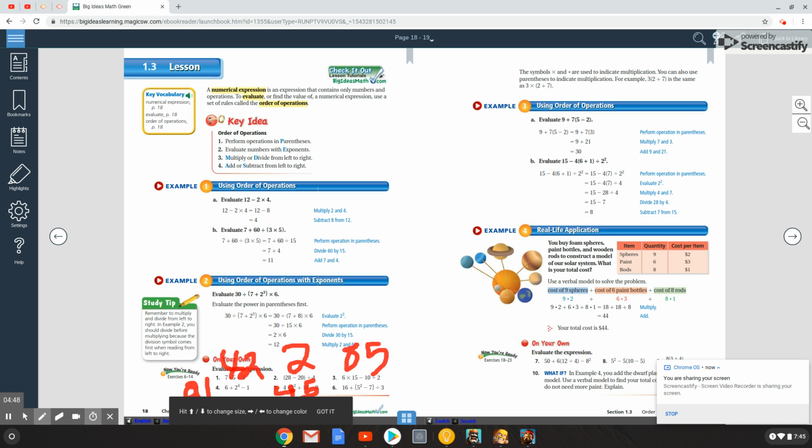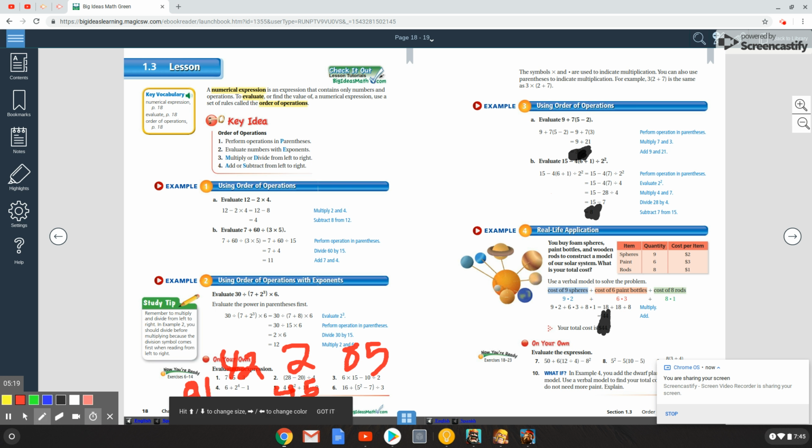But I don't have time to check it right now because we're moving on to our sixth practice problem, which is going to be 16 plus (5 to the power of 2 minus 7) divided by 3. So first, do we have parentheses? Yes, we do. Inside our parentheses, we have 5 to the power of 2 minus 7.